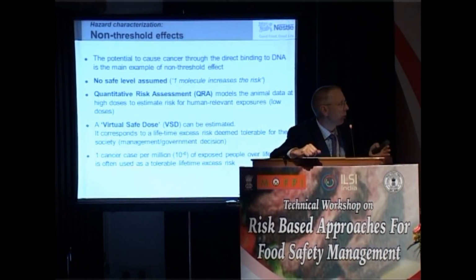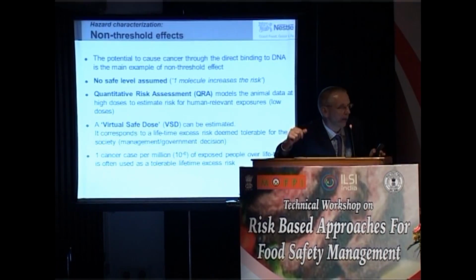One molecule can increase the risk. In that case, we cannot have a safe level, and we apply quantitative risk assessment. Sometimes we can actually establish what we call a virtual safe dose, which is a level of risk considered tolerable. This level is set up as a management decision. Very often we have the 1 cancer per million of exposed people over lifetime, which is used as this kind of virtual safe dose.